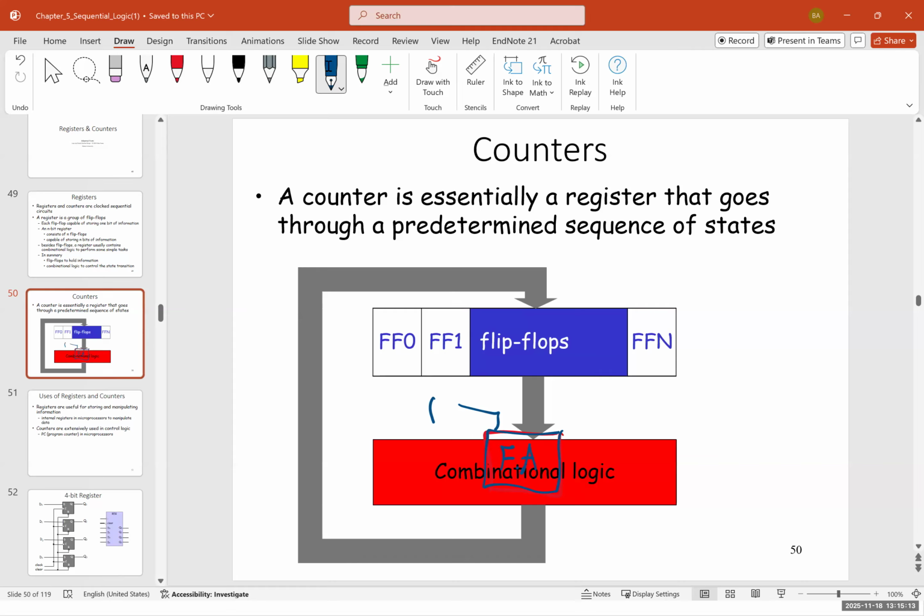So for example, if this number is 0110, adding 1 to it, it's going to be 0111. And then I'm going to save it again in the same flip-flop. And again, adding 1 to it. So in each clock, I can add 1 to it, and I can count up. And I can subtract again if I want, and have a countdown instead of an increasing counter.